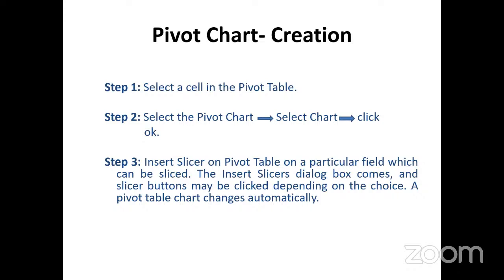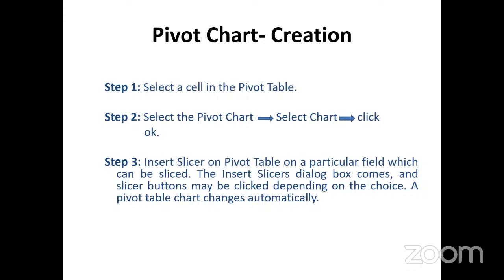We can give separate names for the x-axis, for the y-axis. We can insert the name in the chart title. We can give legends. We can format it. We can give different colors. So these are all the general options that are available. We can use them in the pivot chart.